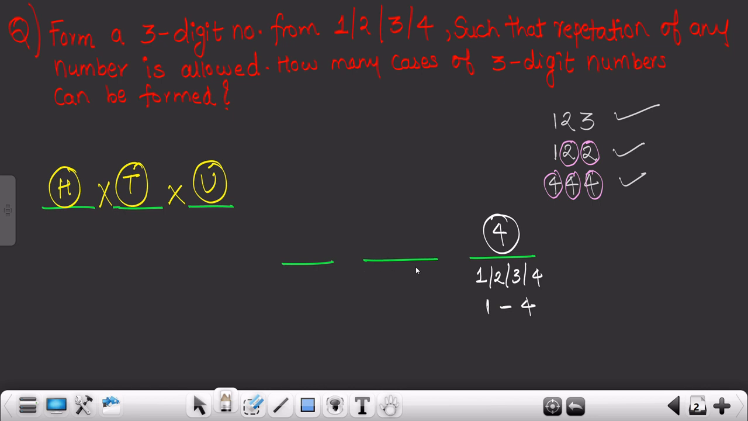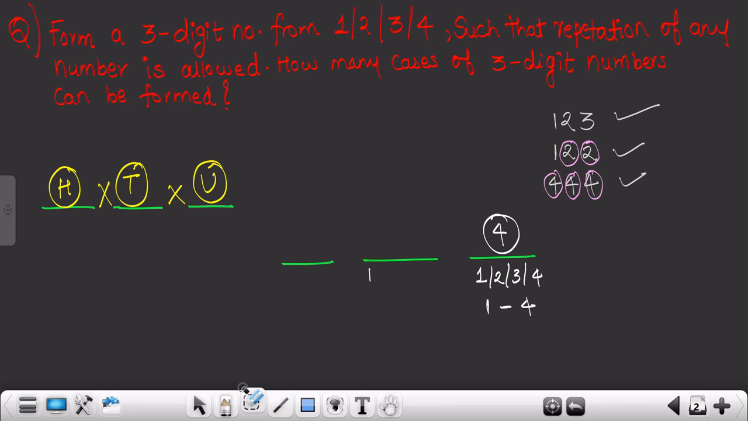Similarly, in the tens place, again any of the numbers may come, because repetition is allowed. If over here it is 2, and here is also 2, that is also a valid case. This is what I'm trying to tell you all. Please try to understand.